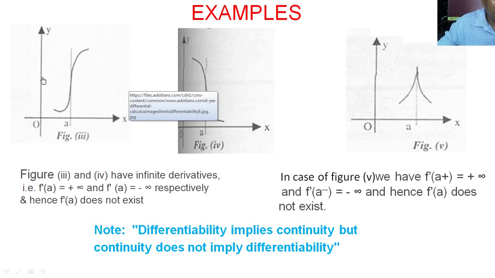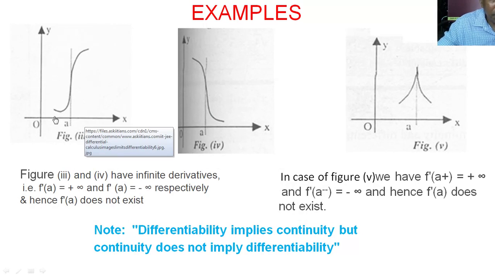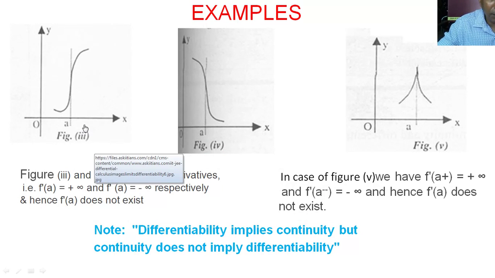Some more examples. Consider this curve. So in this figure 3 and figure 4, they have infinite derivatives. That means f dash a plus approaches plus infinity and f dash a minus approaches minus infinity respectively. That means left hand derivative and right hand derivative both approach infinity. One approaches plus infinity, the other approaches minus infinity, and hence we say f dash a does not exist, because we are not getting any finite value for f dash a, neither from the left nor from the right. Now consider this curve.